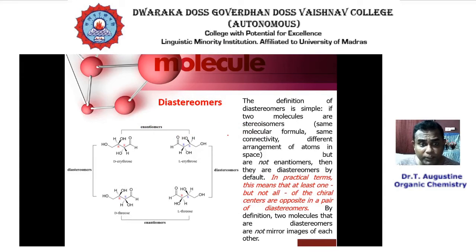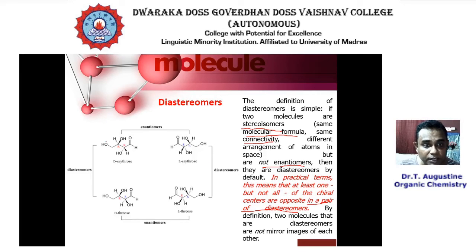On the other hand, if we take diastereomers, the definition is very simple. If two molecules are stereoisomers, which means they have the same molecular formula, same connectivity, but different arrangement of atoms in space, but are not enantiomers, then they are diastereomers by default. In practical terms, this means that at least one, but not all of the chiral centers are opposite in a pair of diastereomers. By definition, two molecules that are not mirror images of each other are known as diastereomers.